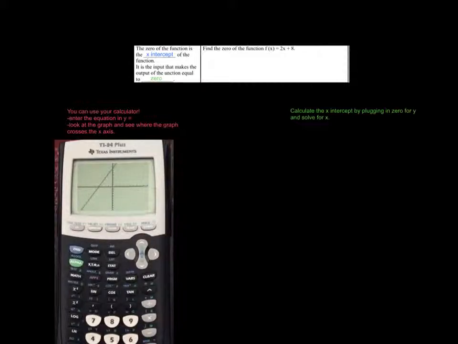So if you haven't noticed in Chapter 3, there are a lot of vocabulary that mean the same thing. It's different words that mean the same thing, and this is no exception. So here we introduce the vocabulary zero of a function. So the zero of a function is the x-intercept of the function.